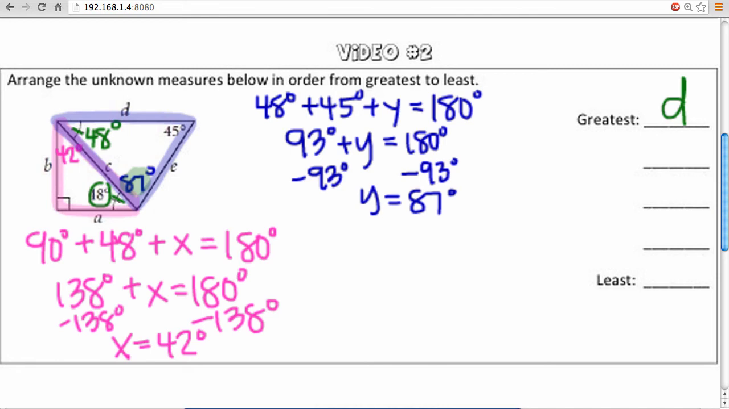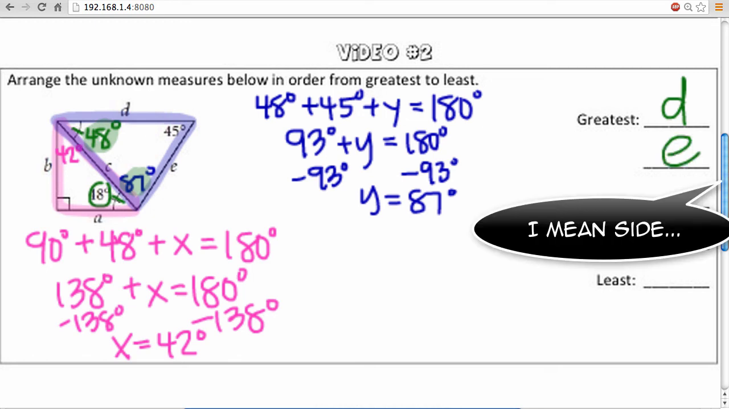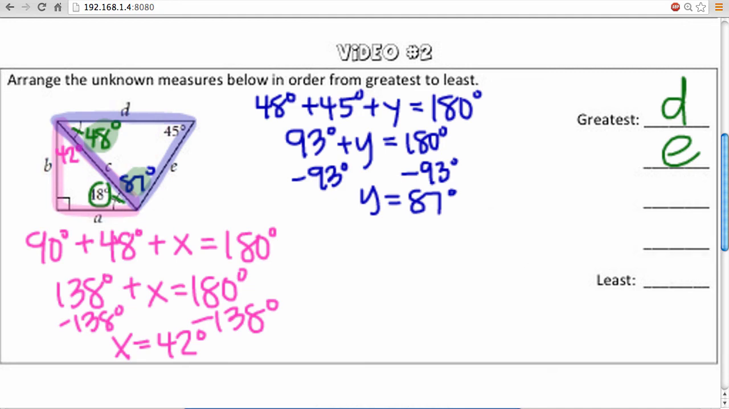The second largest angle in this triangle is the one that measures 48 degrees, and the side opposite this angle is side length marked E. So then E is the second greatest. Now from there, the smallest angle in this triangle is the 45-degree angle. So across from this angle is side length measured C. So C is going to be the third greatest length.